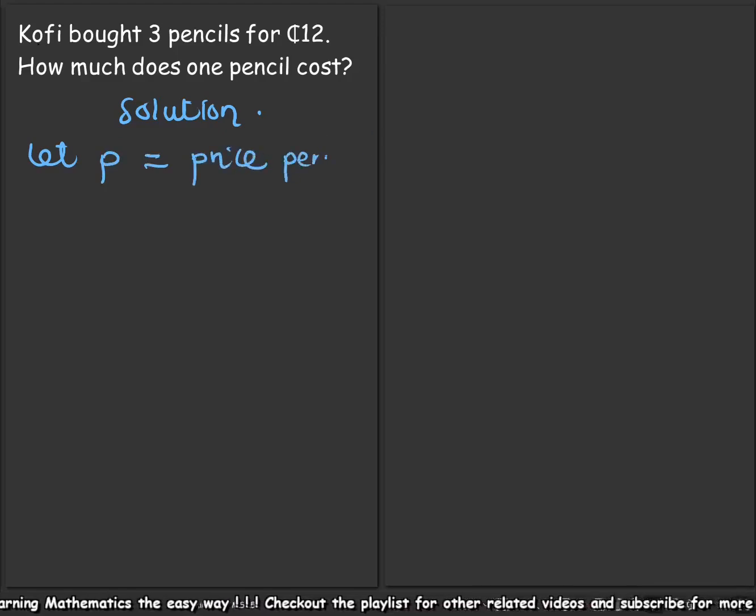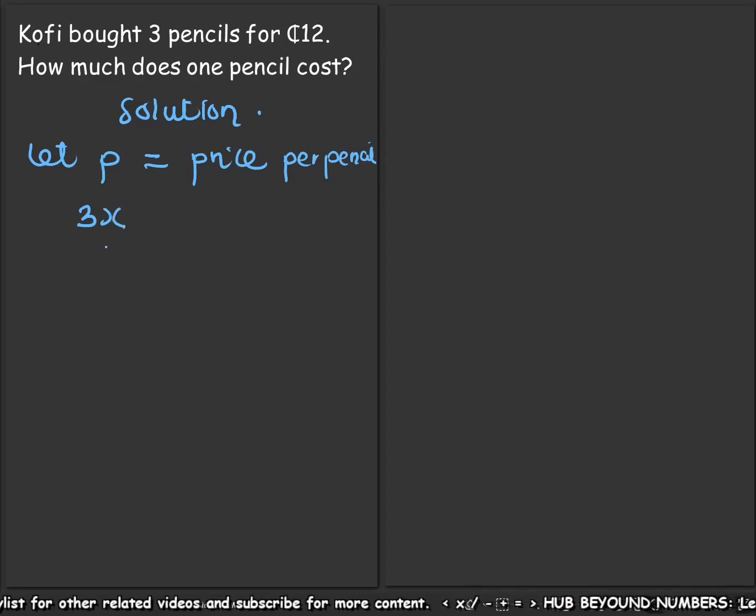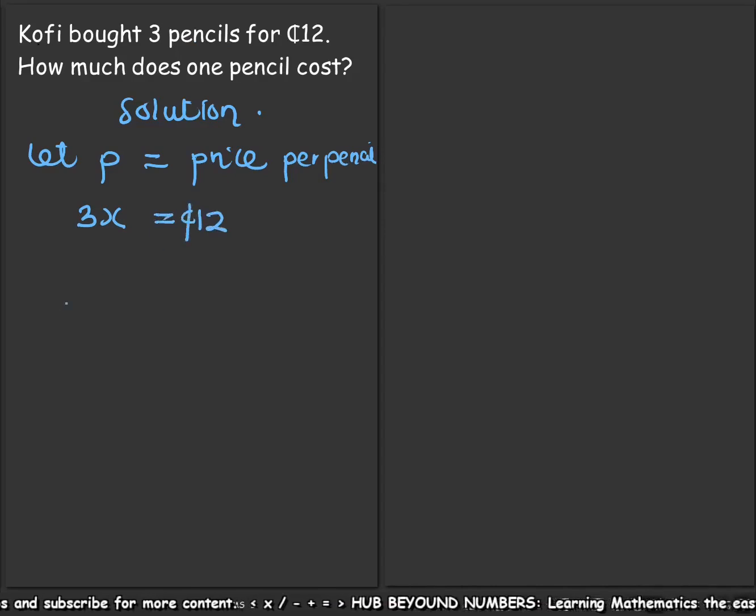So price per pencil. Now with that, they said he bought 3 of those, so 3 of the pencils, and the cost was 12 cedis. This here, 3p = 12, is the basic equation you need to solve this problem. And as you can see, it is very direct, straightforward, and very simple. So this is how we convert word problems into equations to help us solve for unknowns.